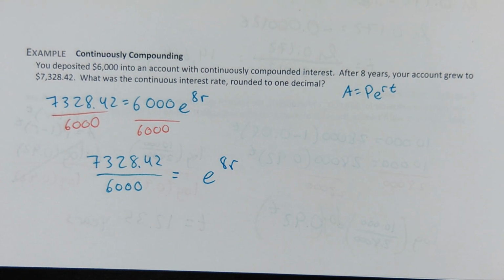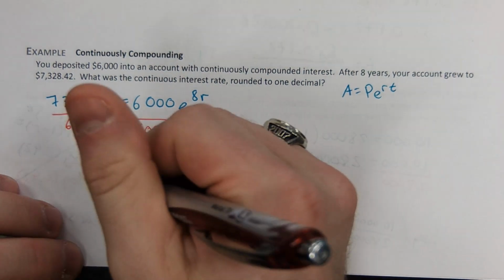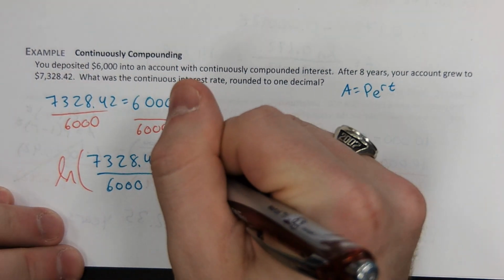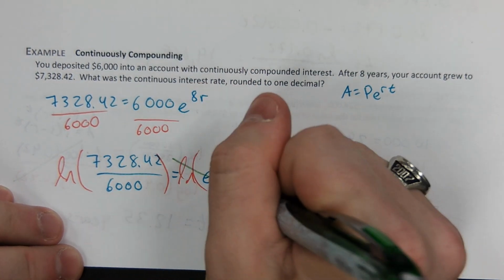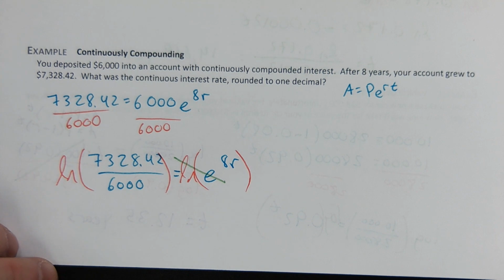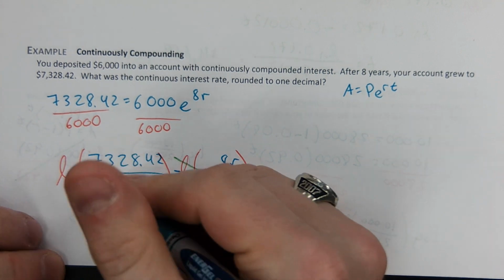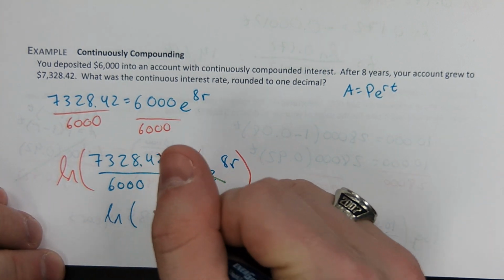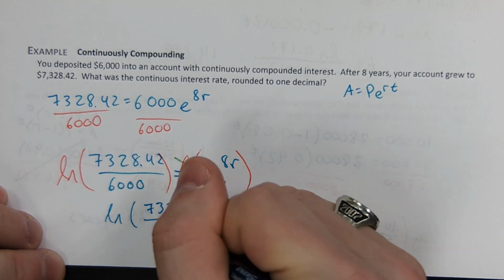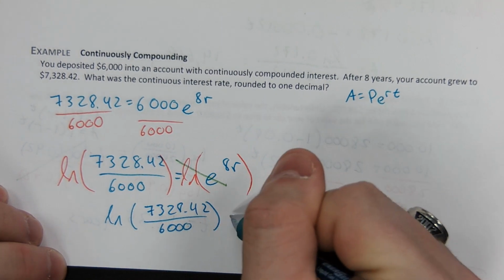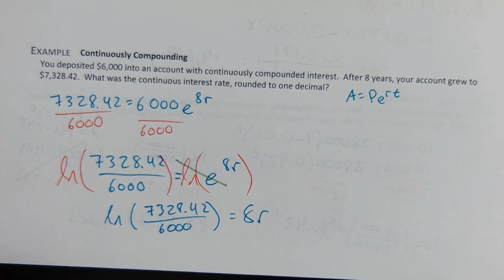And I've said it a whole bunch of times, but I'm trying to cancel this E, so now I can pull ln out of my back pocket and go, all right, E, time to get canceled. Boom. So the natural log of this fraction equals 8R. All you have to do is divide by 8.